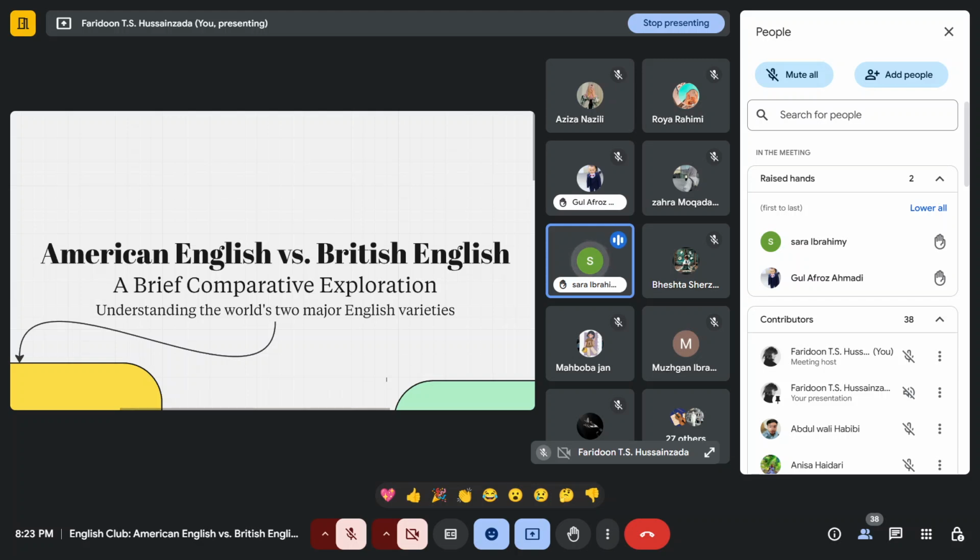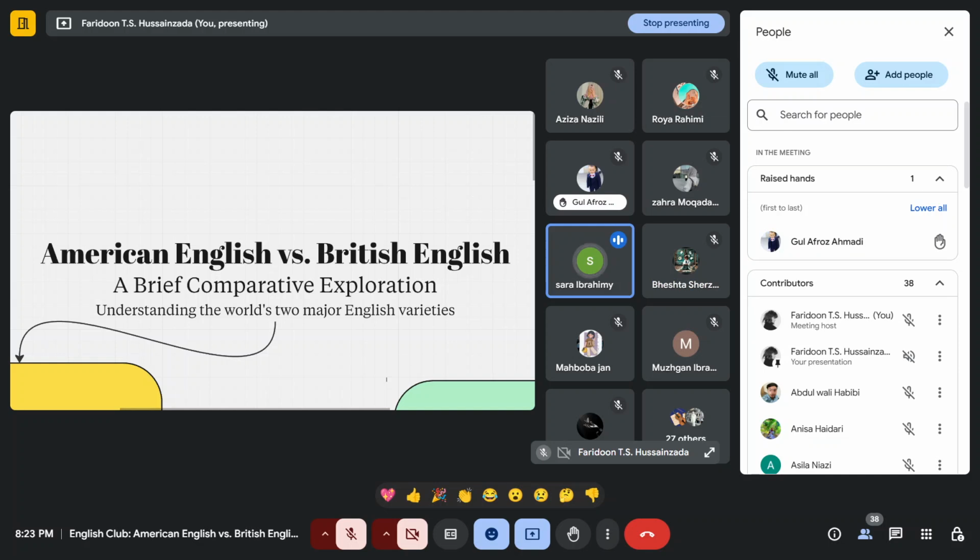In my point of view, when we talk about American English versus British English, we are comparing two variations of the same language with unique traits that give them their own flavor. And while both are based on the same language, I mean English, there are differences in several important aspects such as spelling, vocabulary, pronunciation, grammar, and even punctuation.